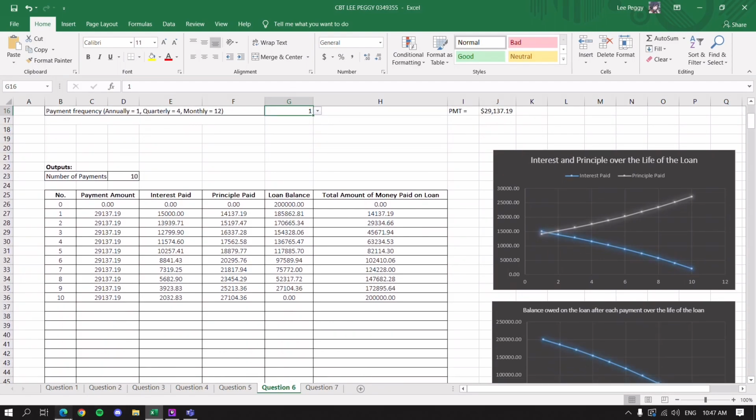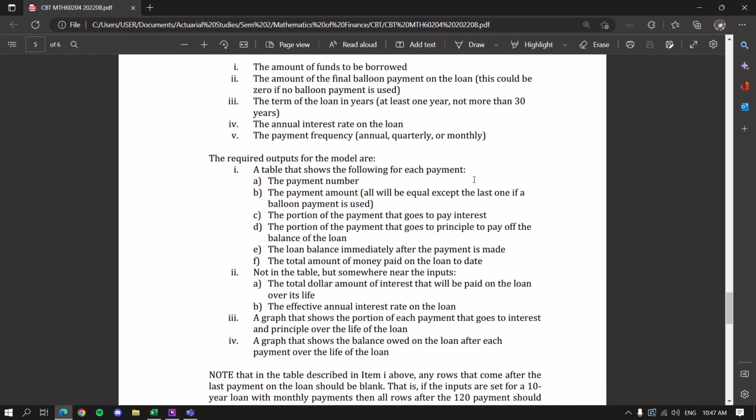So let's look at the required outputs. From the first category, the question asks us to make a table that shows the payment number, the payment amount, which will all be equal if a balloon payment is not used, the portion of the payment that goes to pay interest, the portion of the payment that goes to principal, and the loan balance, and also the total amount of money paid on the loan to date.